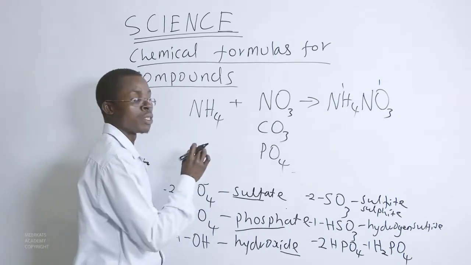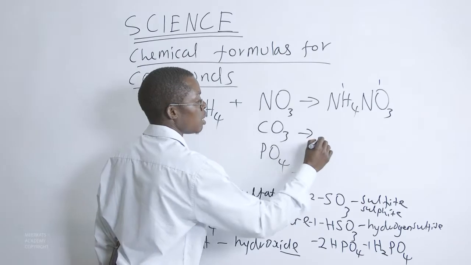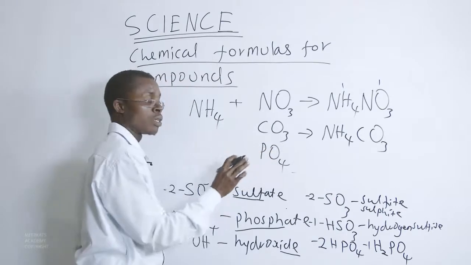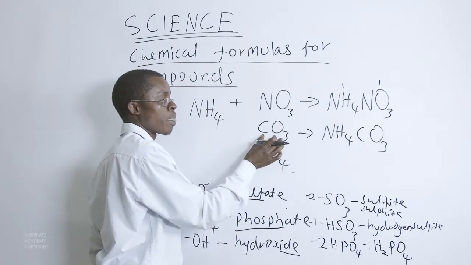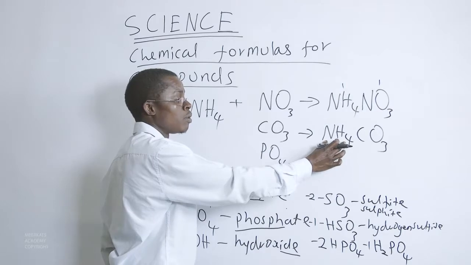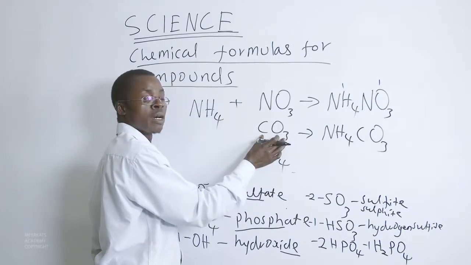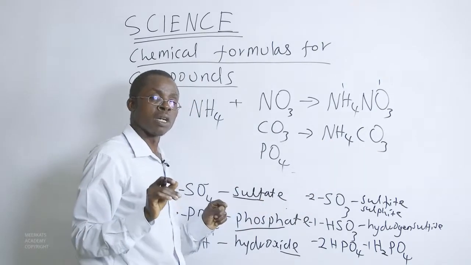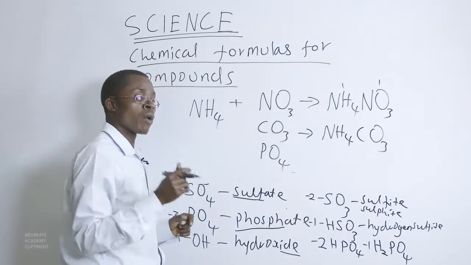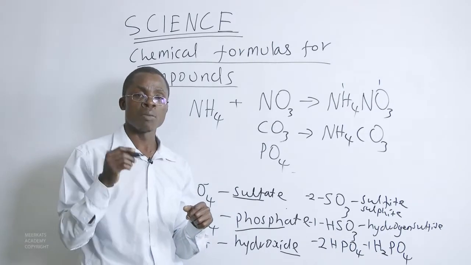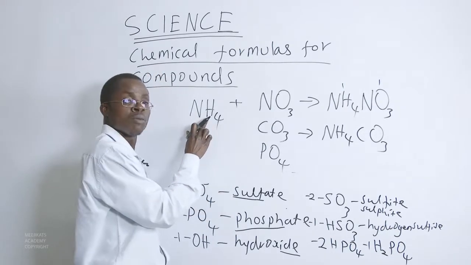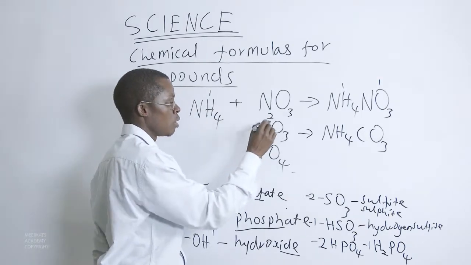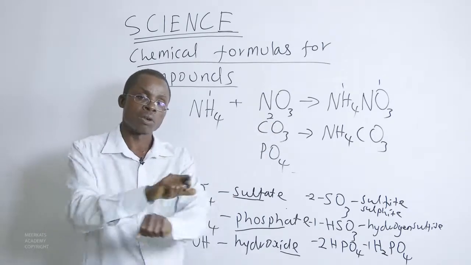Let's look at ammonium carbonate. Ammonium carbonate has been formed from this reaction. These are radicals, these are radicals. The name ammonium, the name carbonate, together ammonium carbonate, direct. But let's look at the formula. For the formula, we have also to go back to combining powers. What is the combining power of ammonium? 1. What is the combining power of carbonate? 2. As I said, just cross over.